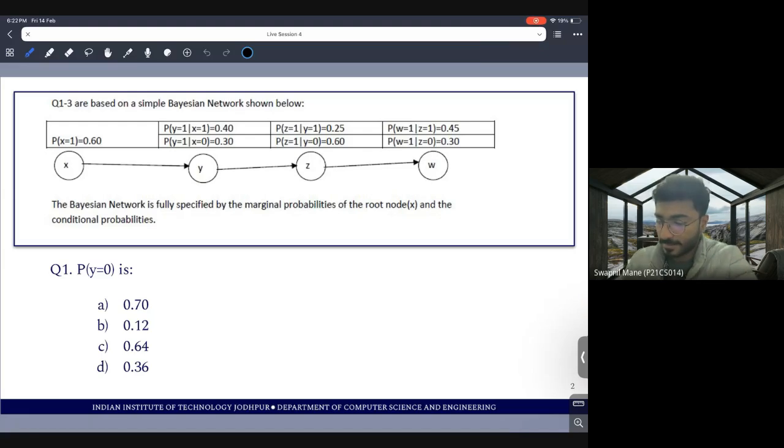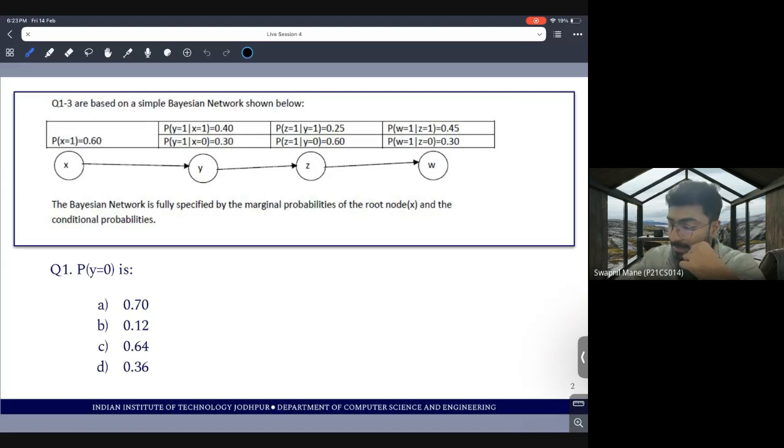I will discuss the solution of this question. For questions 1 to 3, a simple Bayesian network has been given. You can see the variables x, y, z, and w. They are interdependent: y is dependent on x, z is dependent on x and y, and w is dependent on x, y, and z. So the influence of x will be incident on w as well. The influence of x and y will be incident on z and w. You can assume that this information is propagating: x information is propagating to y, x and y information is propagating to z, and likewise to w.